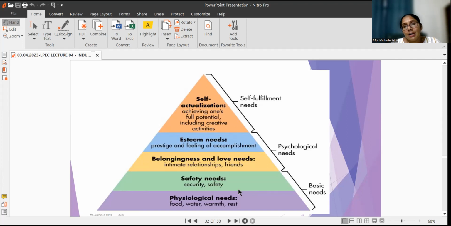So likewise, industrial psychology is taking advantage of this Maslow's hierarchy of needs theory for what? For understanding the needs of the employees and making them happy. For what?